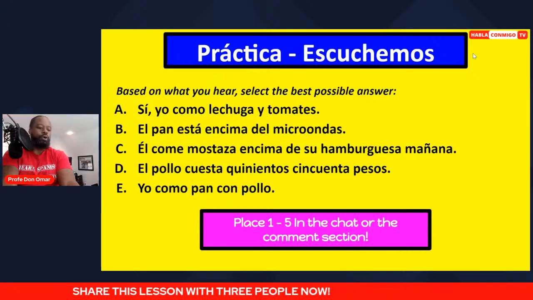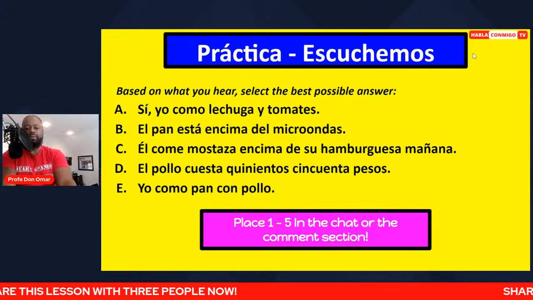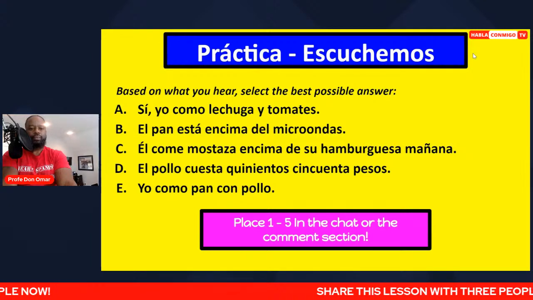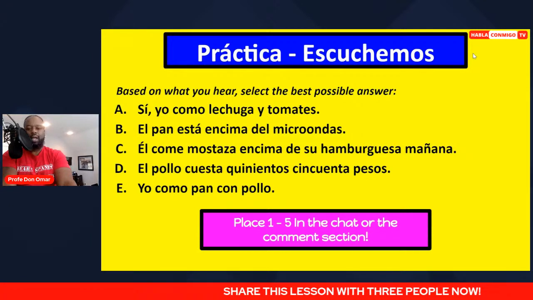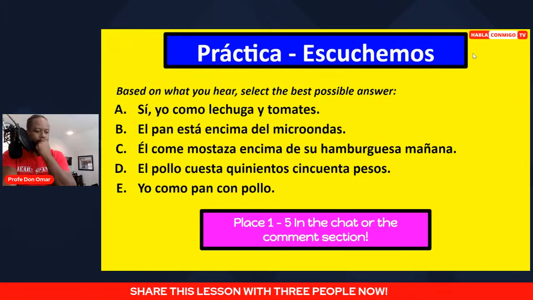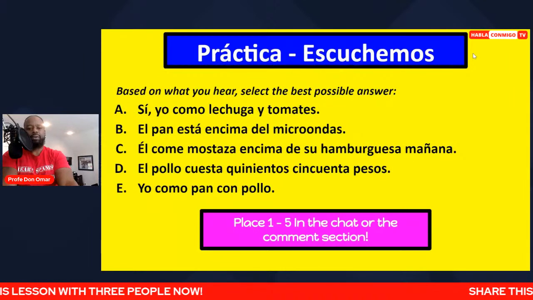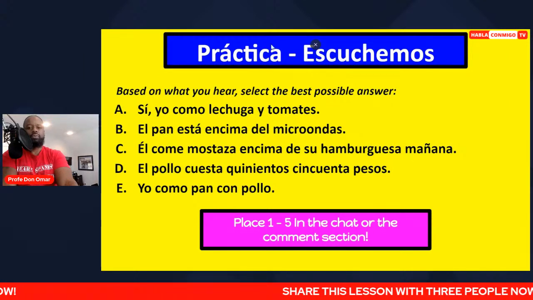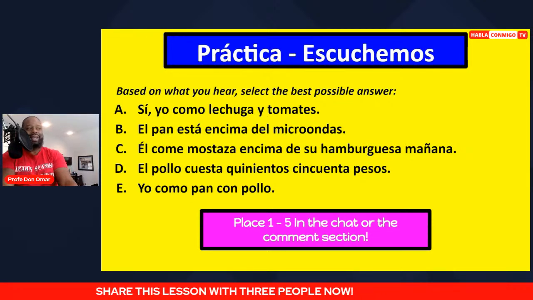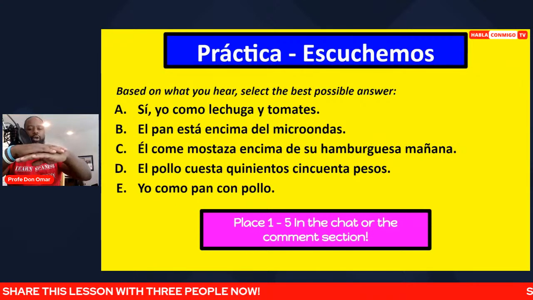All right. And then número 5, ¿dónde está el pan? ¿Dónde está el pan? What am I asking you right there? Let's see what you come up with right there. ¿Dónde está el pan? Sí, el pan está encima del microondas.